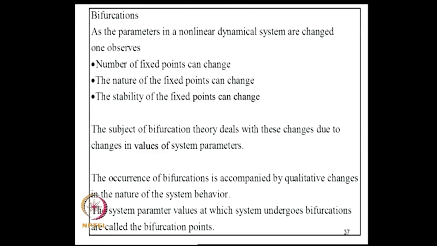Bifurcation therefore is a change in the number of fixed points, their nature and their stability as a parameter of the system is changed. The occurrence of bifurcation is accompanied by qualitative changes in the nature of system behavior. If a fixed point goes from being stable to unstable, the system will behave differently. The system parameter values at which the system undergoes bifurcations are called bifurcation points. So, the Euler buckling phenomenon can be interpreted as a phenomenon of bifurcation. At p less than p critical the system will have certain types of fixed points, and at p greater than p critical it will have different types of fixed points.